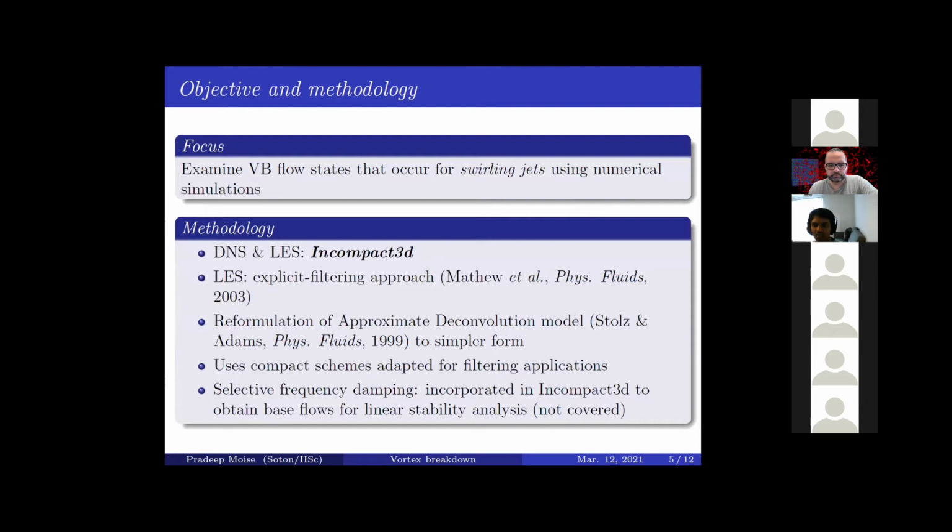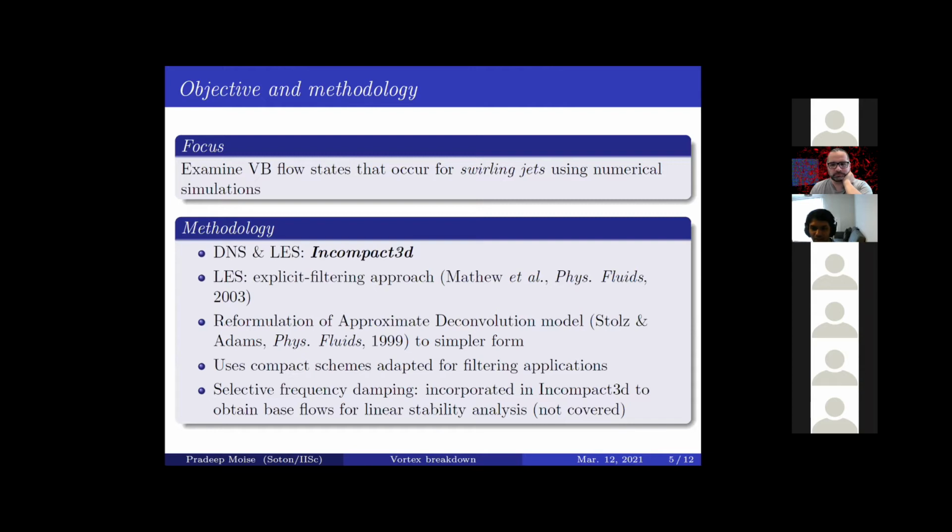And for this, of course, we used Incompact3d. So we have carried out both direct numerical and large eddy simulations. For the large eddy simulations, we used the explicit filtering approach. It was proposed by Mathew and group. And the approach is basically a reformulation of the approximate deconvolution model that was proposed by Stolz. And it reformulates the equations to a simpler form.